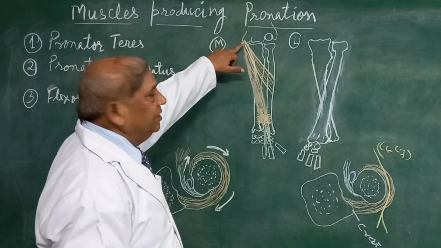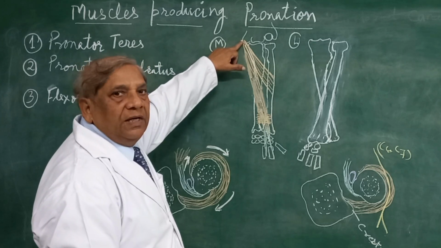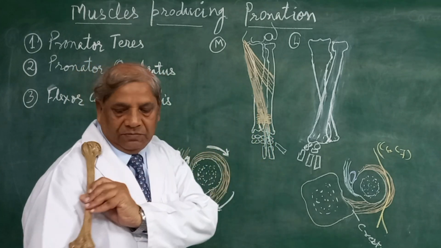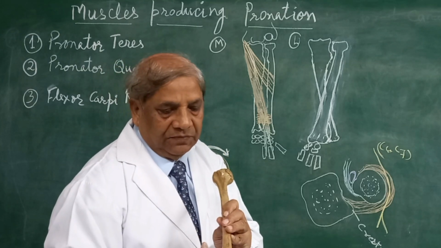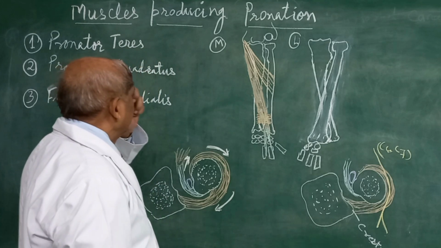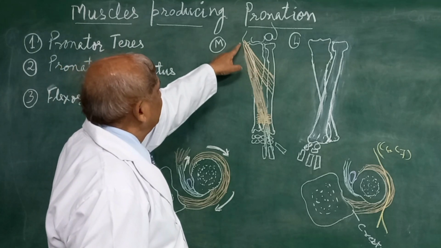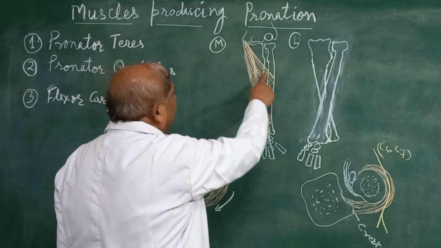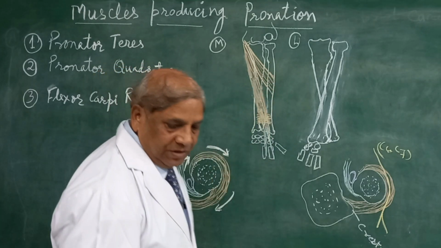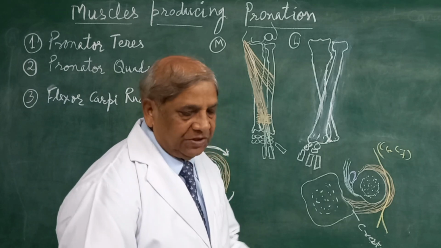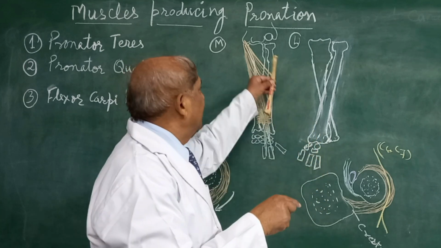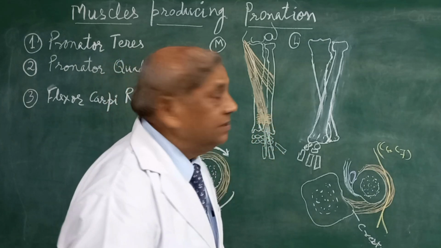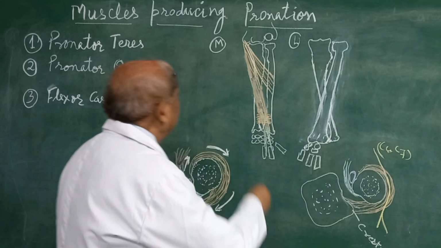The first is Pronator teres, which takes origin from the medial epicondyle of the humerus. See here, this is the medial epicondyle of the humerus, from the front of which is the origin of the Pronator teres muscle. This muscle then goes obliquely towards the lateral side and inserts onto the maximum convexity of the radius, almost in the middle of the bone. This is the ventral aspect of the radius, and this is the site where the Pronator teres is attached onto the lateral surface. So this is the insertion.